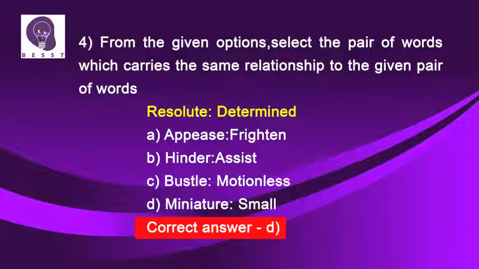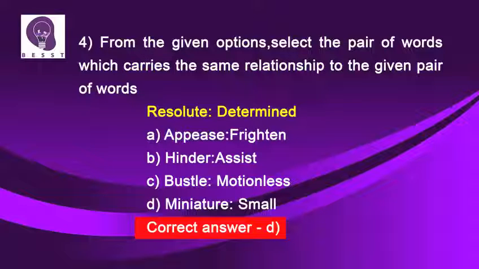Now let us look into the fourth question. From the given options, select the pair of words which carries the same relationship to the given pair of words. The words that are given, resolute is to determine. Now what is the meaning of resolute? Resolute also means determined or something decided. So these two words are synonyms of each other. Now we will have to find that pair which has the same relationship, or which is synonym of each other. In option number A, we are given appease is to frighten. Now what is the meaning of appease?